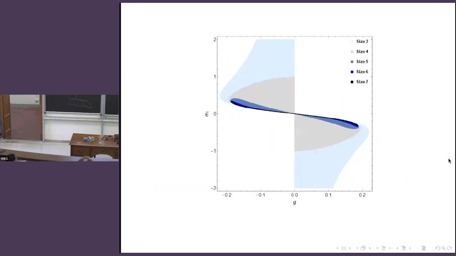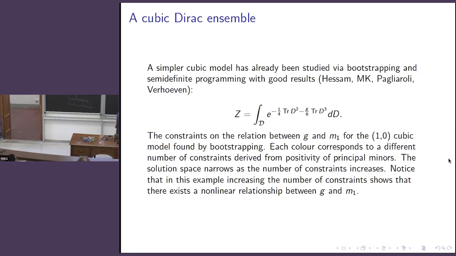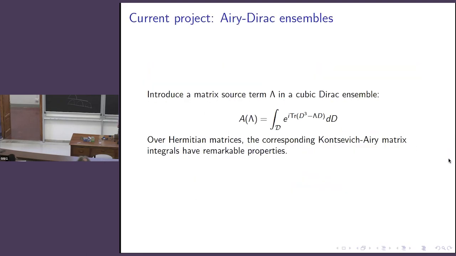Again, the curve that's in the intersection of all those positivity domains is right in the middle. You can say a lot about it in this case, also the existence of phase transitions and other things. This is an indication that perhaps we can study these Dirac or Airy-Dirac ensembles with the bootstrap method, although this is a pure imaginary phase up there.